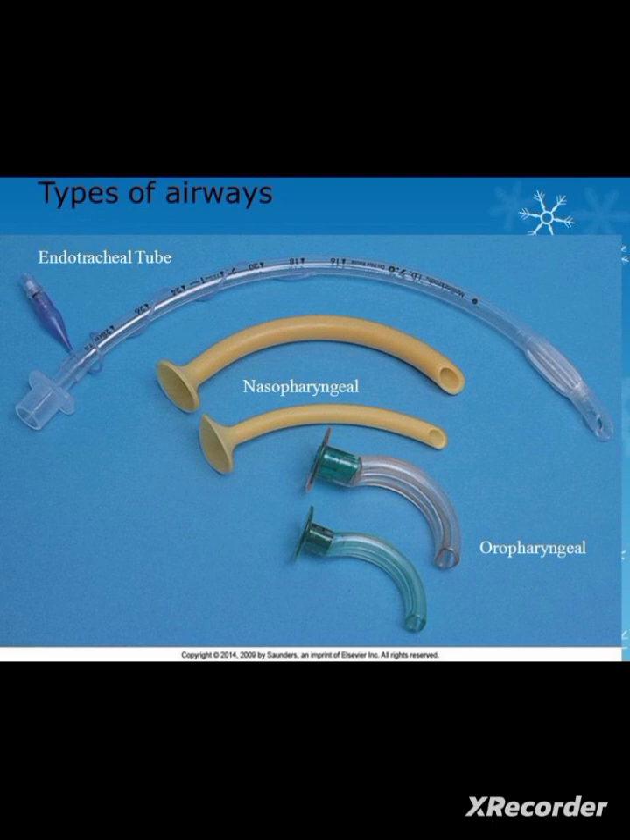Another indication is that it's used as a bridge to intubation. The main contraindication of oropharyngeal airways: a conscious patient with intact gag reflex. The measurement of the oropharyngeal airway can be assessed by measuring from the corner of the mouth to the ear lobe.